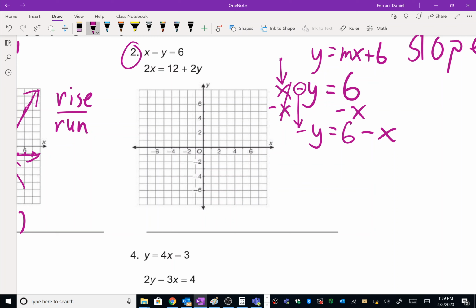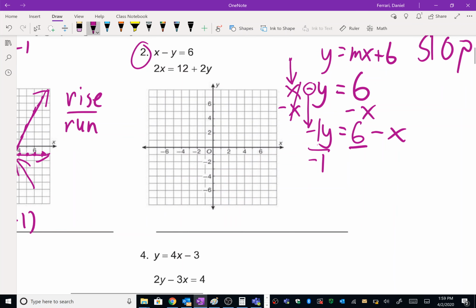If you remember, any variable that's by itself or with no number in front of it, you can always write a 1 in front of it. So in this case, my y is effectively a -1y. And if I want to get rid of this -1, all I have to do is divide by -1. But remember the rules for multiplication and division when it comes to equations. I have to divide by -1 every part of the equation. So 6 is going to get divided by -1, and negative x is going to get divided by -1.